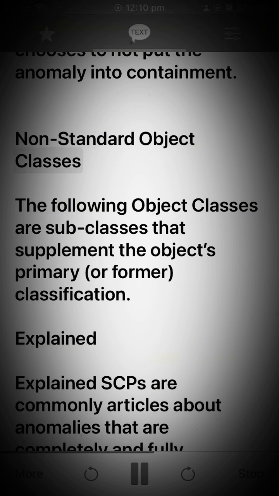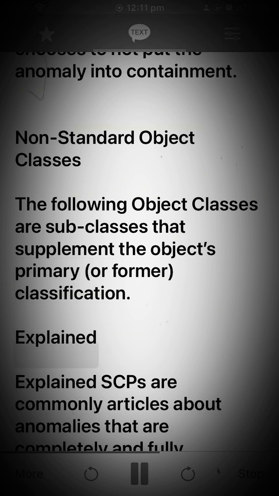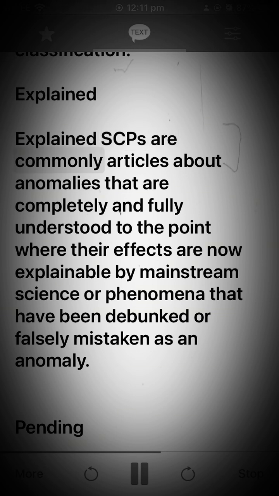Non-standard object classes. The following object classes are subclasses that supplement the object's primary, or former, classification. Explained. Explained SCPs are commonly articles about anomalies that are completely and fully understood to the point where their effects are now explainable by mainstream science, or phenomena that have been debunked or falsely mistaken as an anomaly.